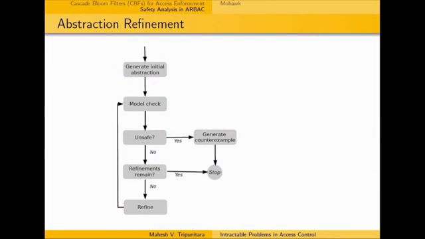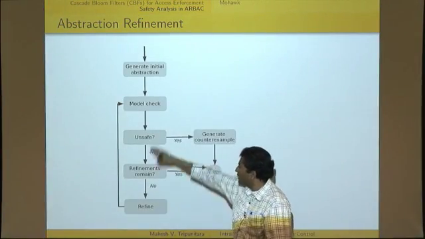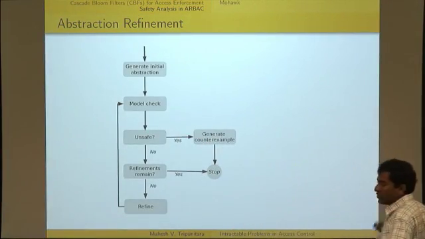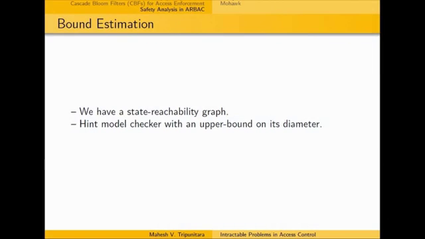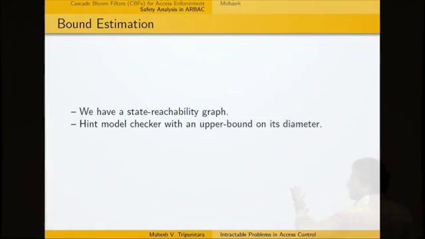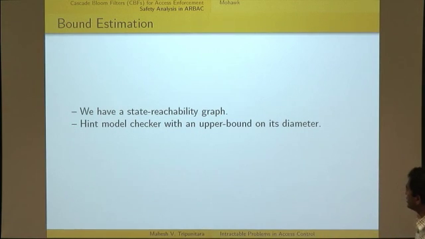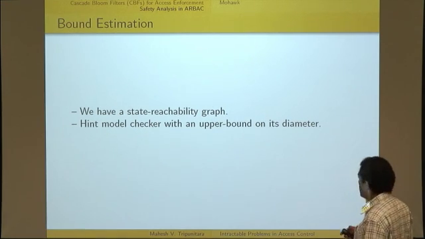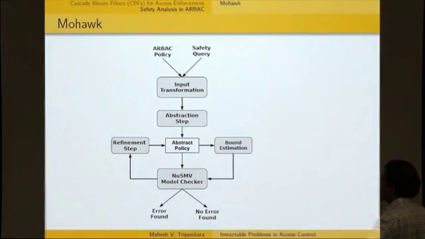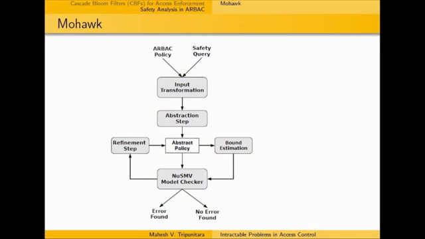Generate the initial abstraction, model check. If it's unsafe, then we're done. If it's not, then we have to refine until eventually we get there. And the bound estimation, how does that work? Well, we have a state reachability graph, and what we want to do is hint the model checker with an upper bound on its diameter. The diameter is, of course, the length of the longest shortest path between any two nodes, because we know that the model checker does not have to go in cycles.